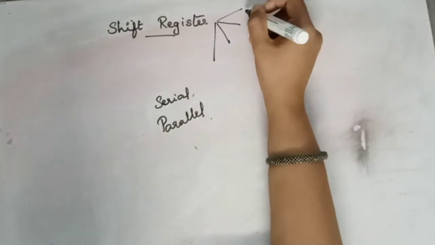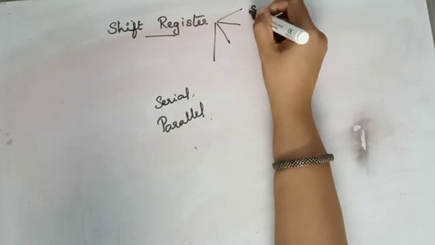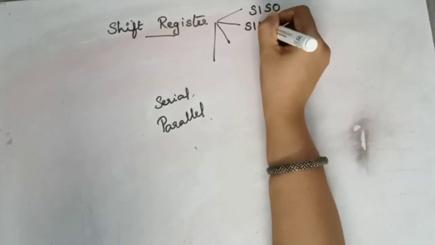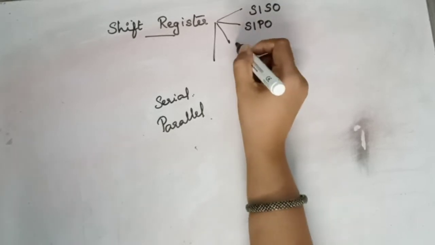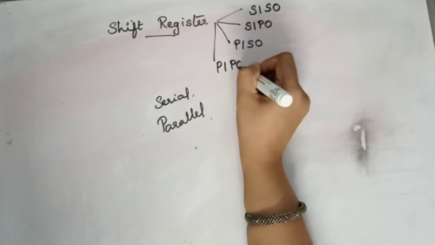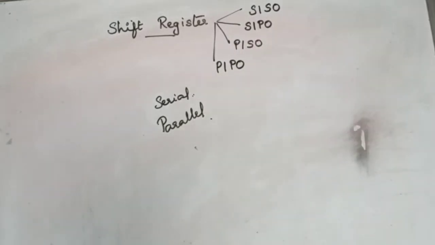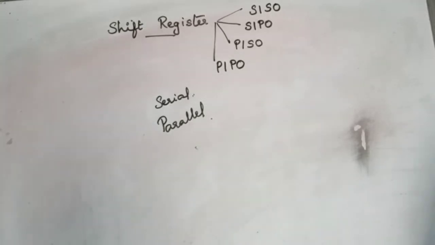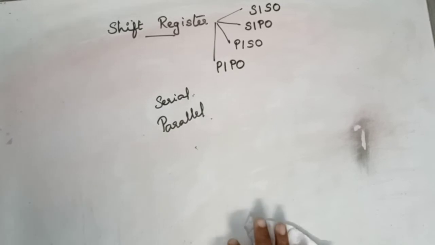So you have 4 modes of operation: serial in, serial out; serial in, parallel out; parallel in, serial out; and parallel in, parallel out. That is SISO, SIPO, PISO, PIPO. These are the 4 modes of operation of a shift register, depending on how you are inputting the data and how you are outputting the data. We'll discuss each of them in detail.